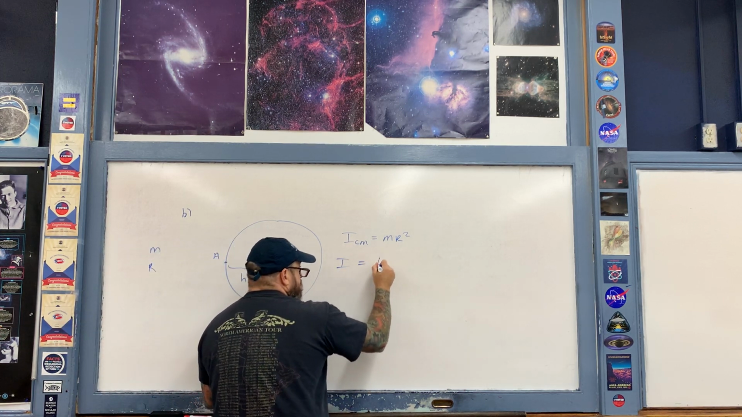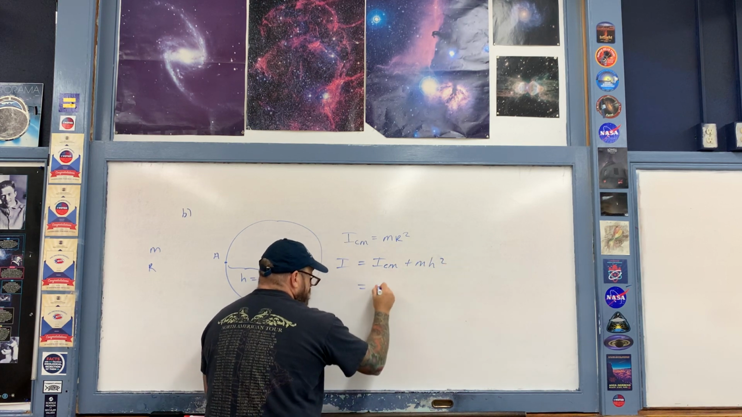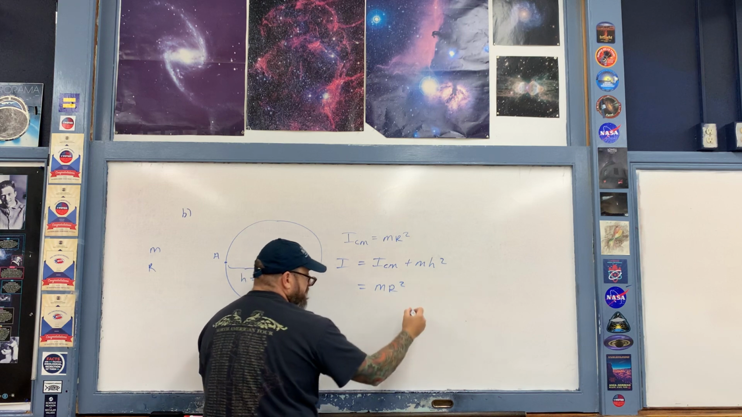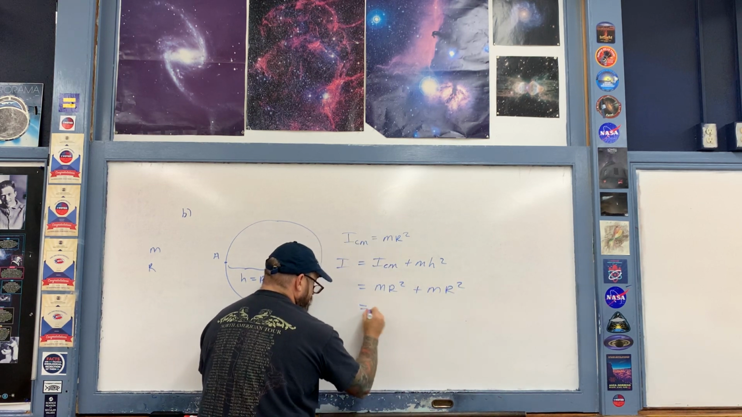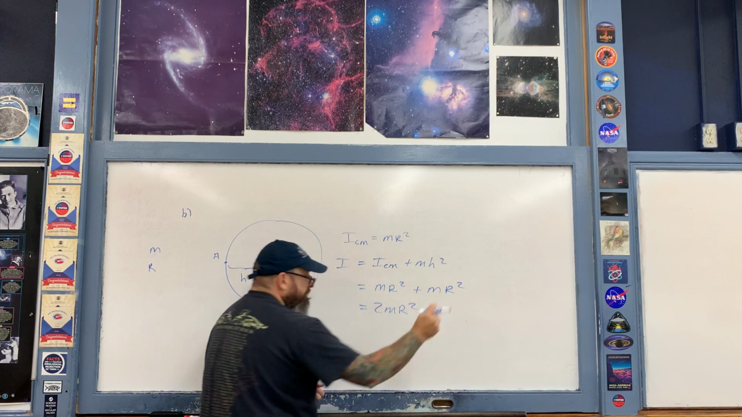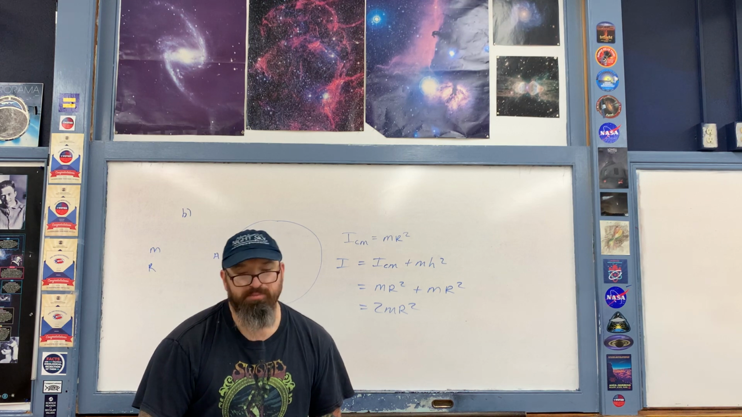Okay, now right here is parallel axis theorem. And then let's just plug in. So mr squared from the integral from previously, plus m times h squared, where h is equal to r. Add it up to 2mr squared. Nothing more than that. So that's a brief look at parallel axis theorem.